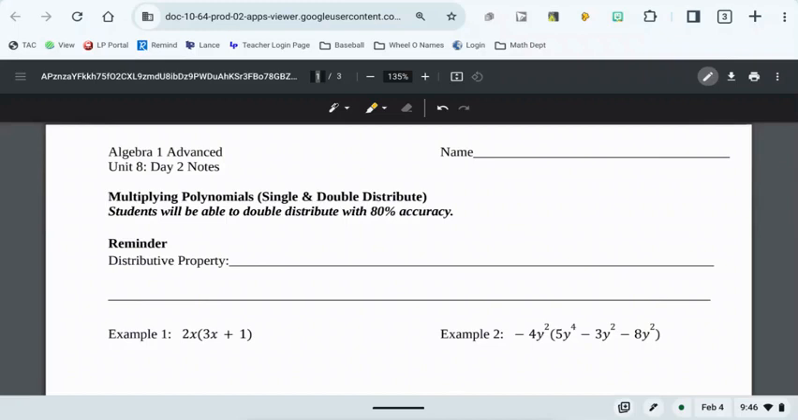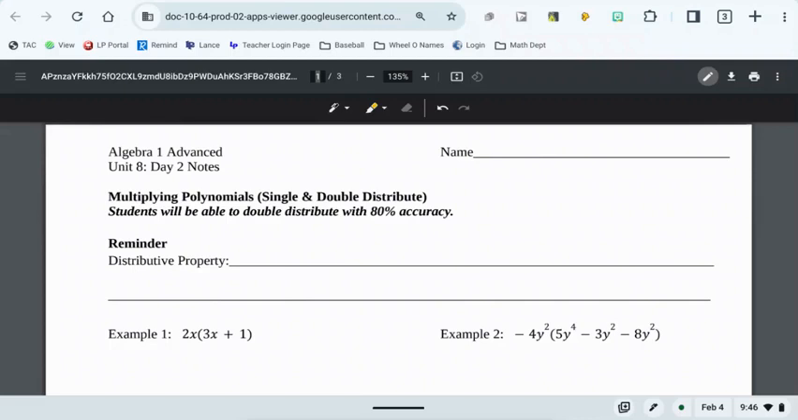Today we are going to focus on multiplying polynomials. And our intention for today is that students will be able to double distribute with 80% accuracy. So distributing is something that you've used in the past, and we're just going to go through a quick reminder before we get into double distribute.